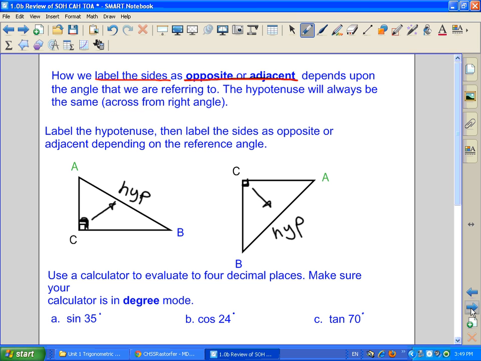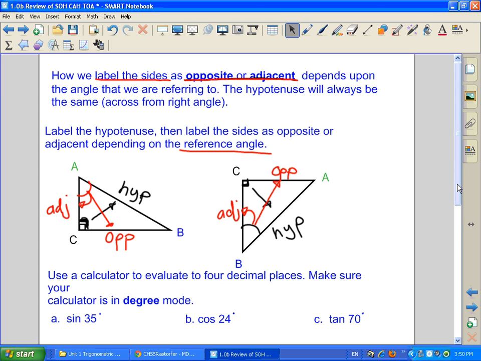Okay, so let's say, for example, my angle of reference is from A. So from A, if I go across, I have my opposite side. And beside it, or adjacent to it, is the adjacent side. But what about, ladies and gentlemen, if I change my angle of reference? What if I now have angle B being my angle of reference? Again, I go across it to make my opposite, and then I go beside it to make my adjacent. So again, it depends on your angle of reference, or your reference angle.